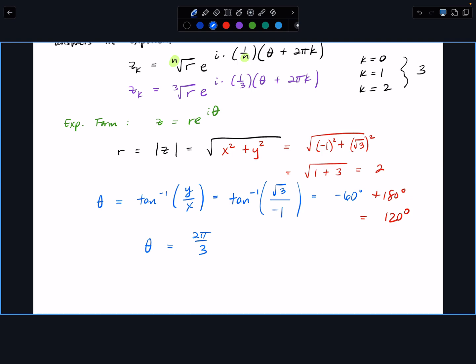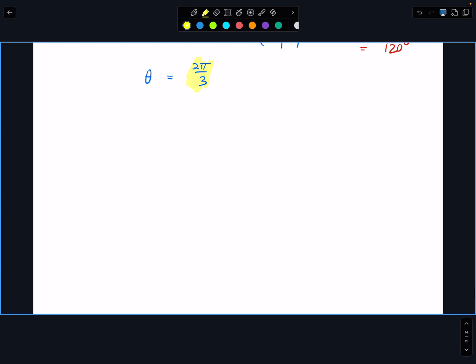Okay. Is everybody cool with what we're doing so far? So now we have all the information we need to do this problem. So I'm going to use this, and I'm going to use this for my formula. So the formula from earlier was z sub k is equal to the cube root of r times e to the i times 1 over 3 times theta plus 2 pi k.